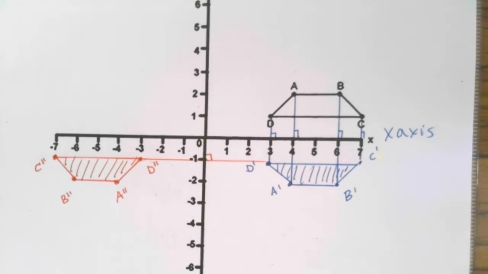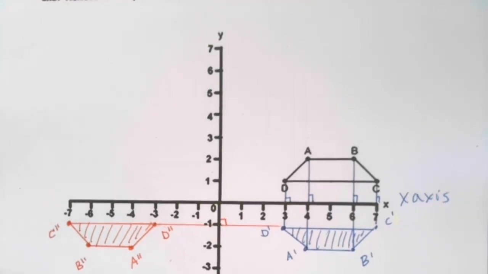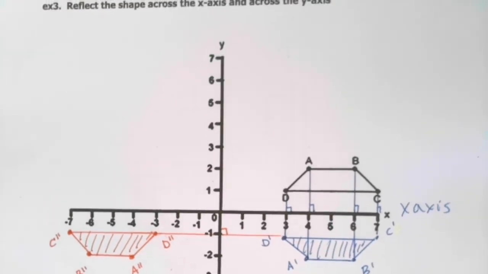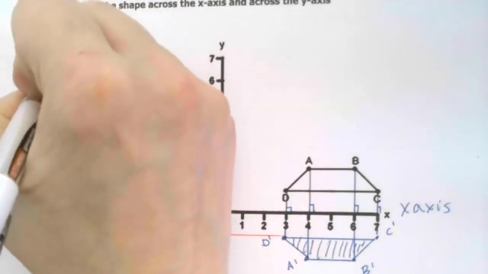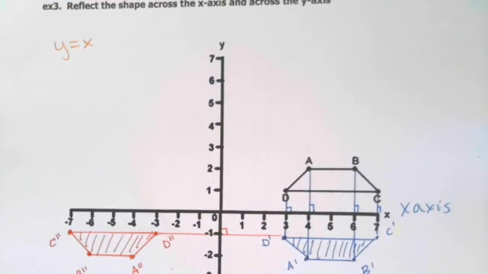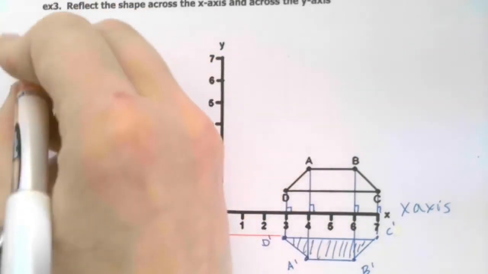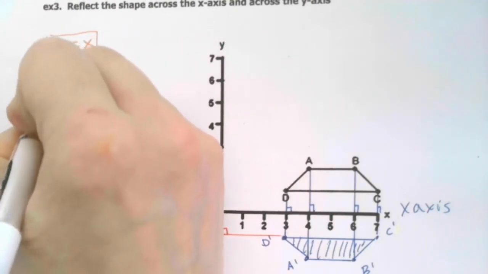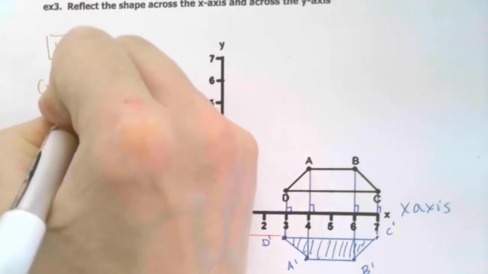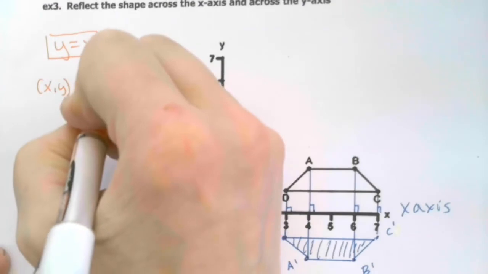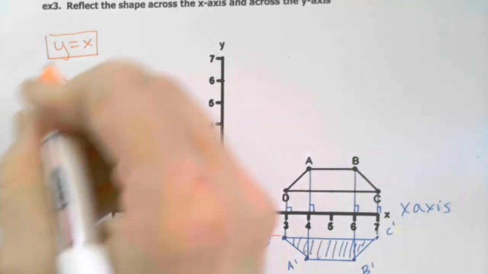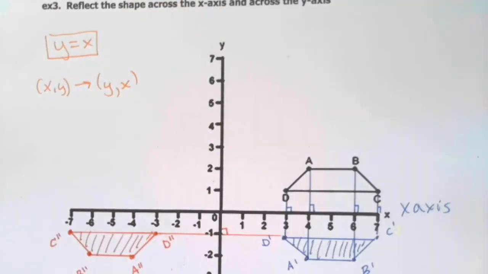Okay, so there is one last reflection I want to go over with you, and we're going to reflect across the line y equals x. This is very common. It comes up on a lot of tests. So when you reflect across the line y equals x, the point-to-point formula is every point switches. So the y-coordinate becomes the x-coordinate, and the x-coordinate becomes the y-coordinate.